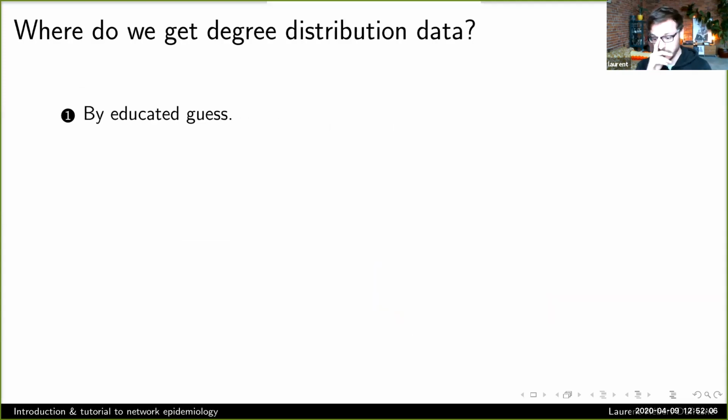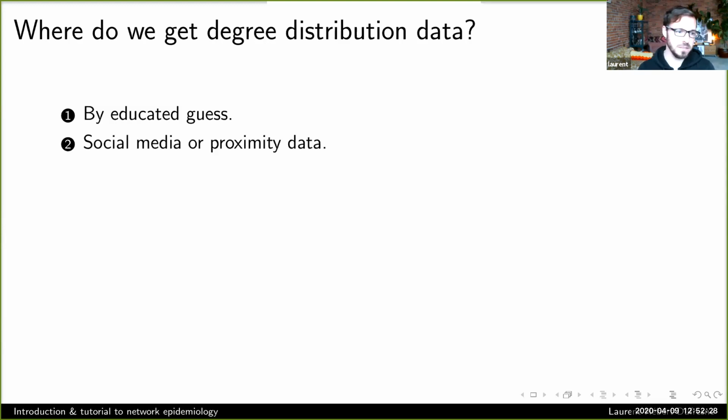So let's assume that we have degree distribution data. And that can come in practice from a lot of places. The first one here on the board is by educated guess, right? So we often say, well, we know it's not a mass action phenomenon, so we're going to assume some heterogeneous distribution. That's what a lot of people do, often because it's rare to get actual contact patterns.